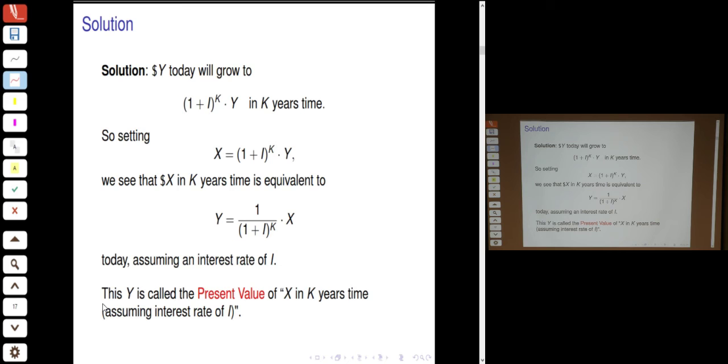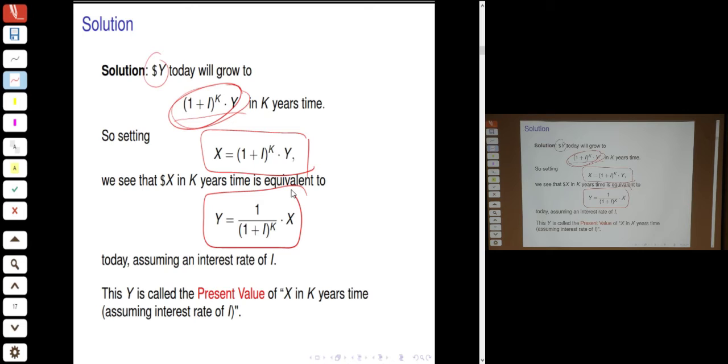The solution is that if you invest Y dollars today, after K years it will grow to 1 plus I to the K times Y, where I is the annual interest rate. If you want to get X dollars back after K years, then this amount should be X. So, you have this equation, and you can solve for Y equal to X over 1 plus I to the K. Okay. This amount Y is called the present value of X in K years time.